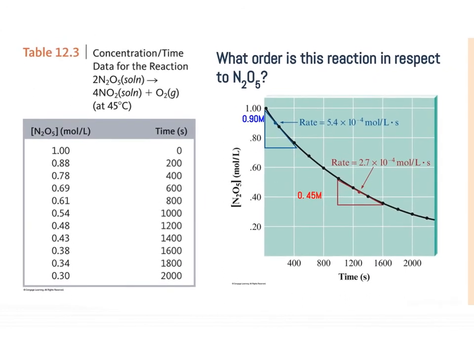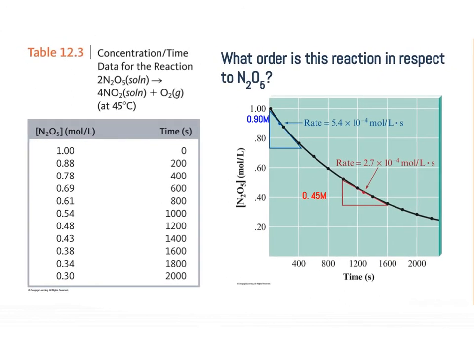So if we go back to this and we look at what's happening here, from here to here, I am basically decreasing my concentration by half. And if we look at the rate, it is also decreased by half. So I have a half factor here and a half factor here, meaning that this is first order.